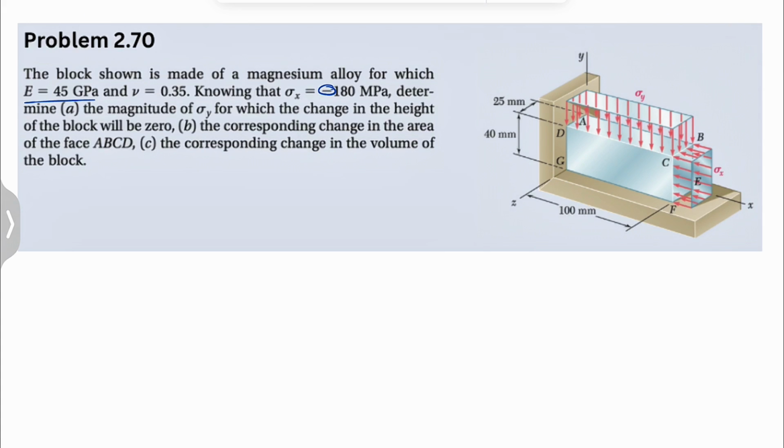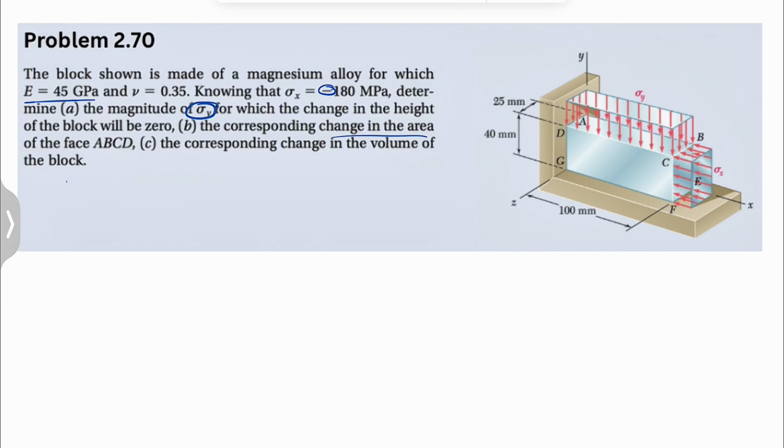and the negative sign that we have in here is because the stress is going the opposite way of the x-axis, and we need to determine the magnitude of sigma y, which is also downward. So we are expecting something negative for sigma y, in a condition that the height of the block will be 0, like the change in the height will be 0. For the B part, we need to find the corresponding change in area of the face ABCD, and for the C part, the corresponding change in volume of the block.